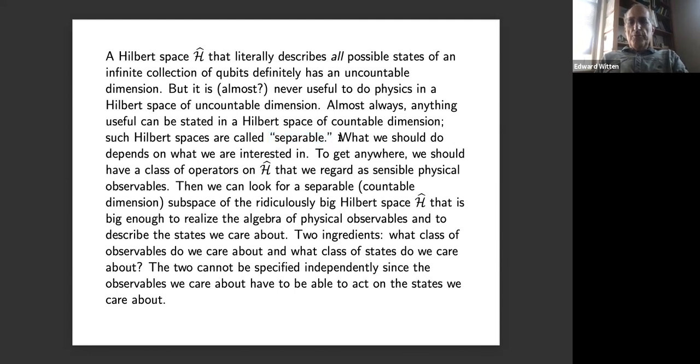Now, what we should do depends on what we're interested in. To get anywhere, first of all, we should have a class of operators on this big Hilbert space that we regard as sensible physical observables. Then we can look for a separable or countable dimension subspace of the ridiculously big Hilbert space H hat that's big enough to realize the algebra of physical observables and to describe the states we care about. So there are two ingredients here. What class of observables do we care about and what class of states do we care about? You can't specify them independently because the observables we care about have to be able to act on the states we care about.